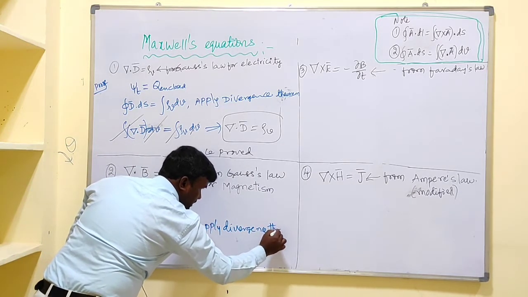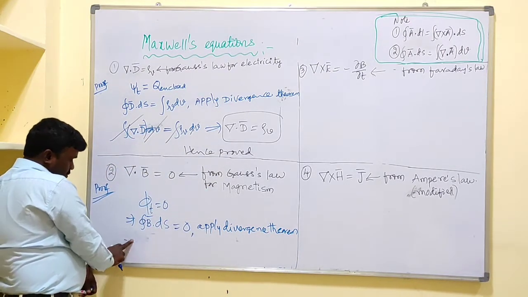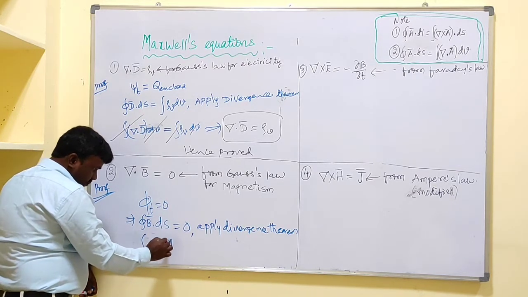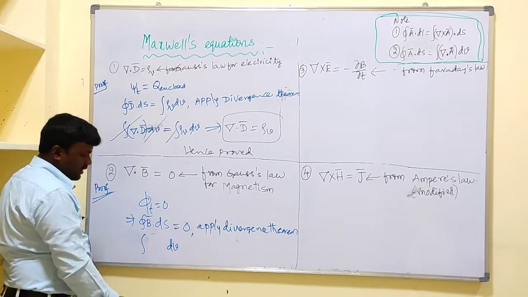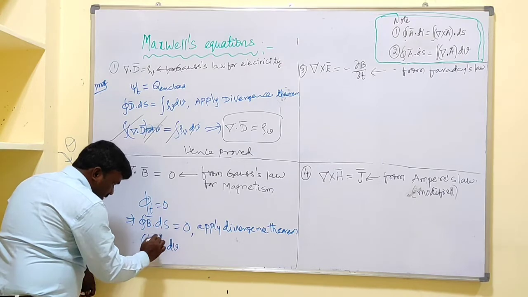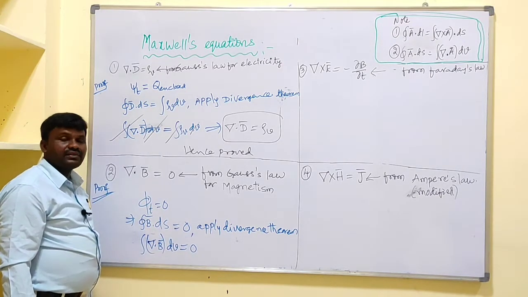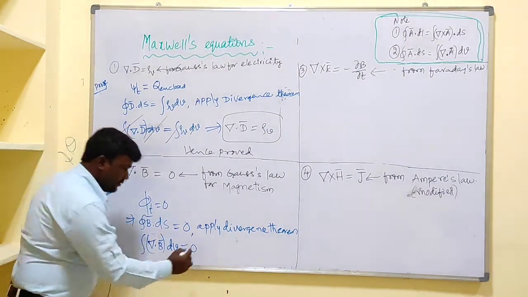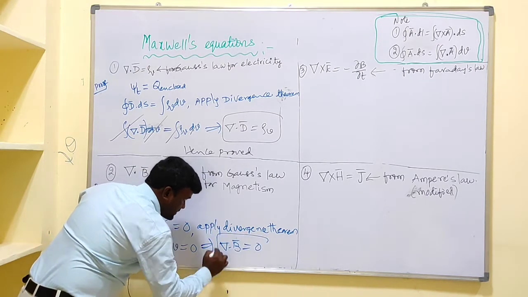If I apply divergence theorem to LHS of this equation, this closed surface integral becomes what? Volume integral. Closed surface defines what? Open volume, and vector becomes what? Divergence of that vector. So basically I applied what? Divergence theorem. Divergence theorem is used to convert closed surface integral into volume integral. From this I can write del dot B bar as 0.